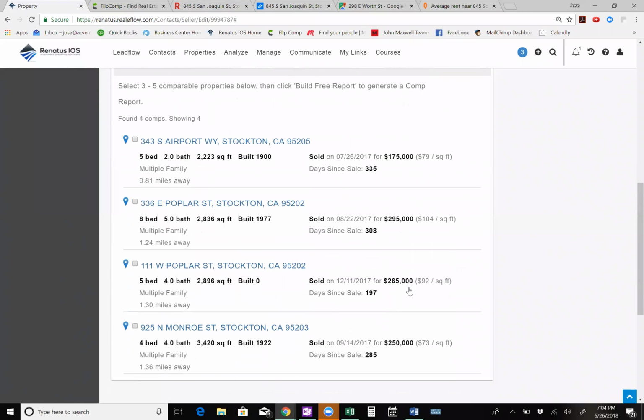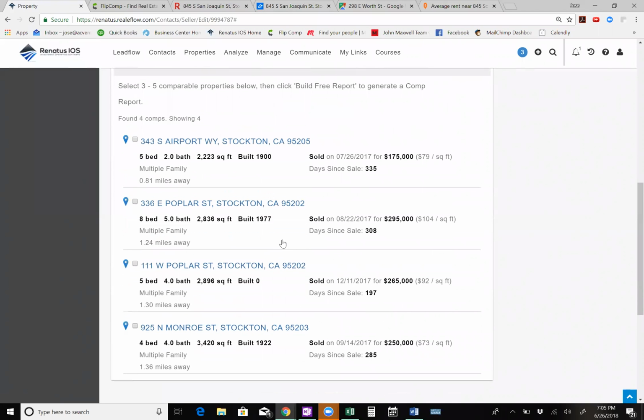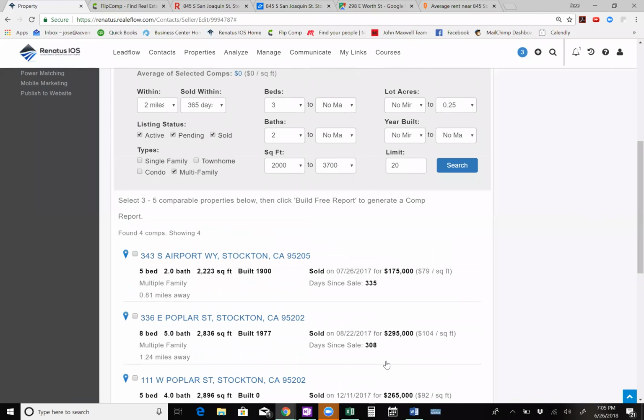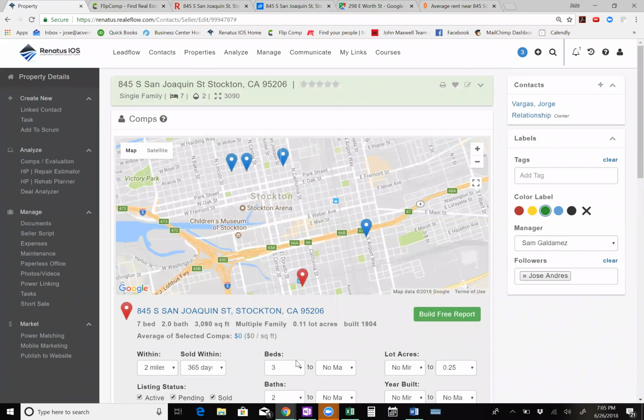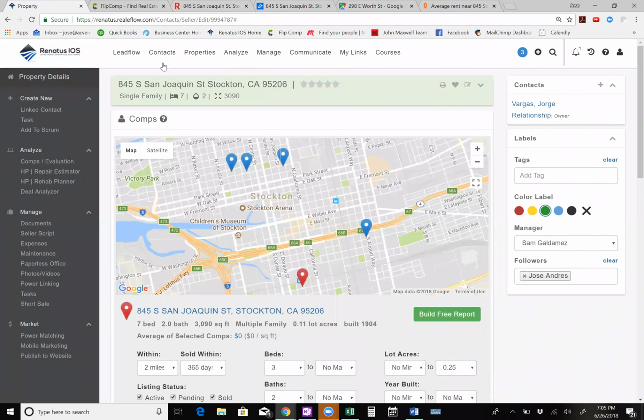175, 295, 265, 250. So this is an 8-bedroom, 5-bath, 5-bedroom, 4-bath. So as you can see, I'm not seeing the evaluation she's seeing. 310, or she was asking 250, right? Yeah. And then she said the ARV is 310. Yeah. So it's a single family house. This one's a little bit tougher to analyze.